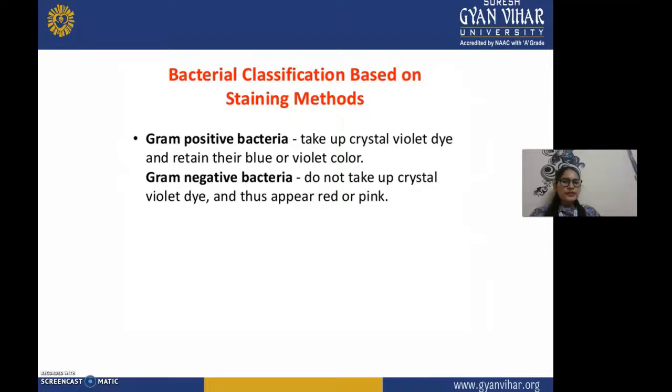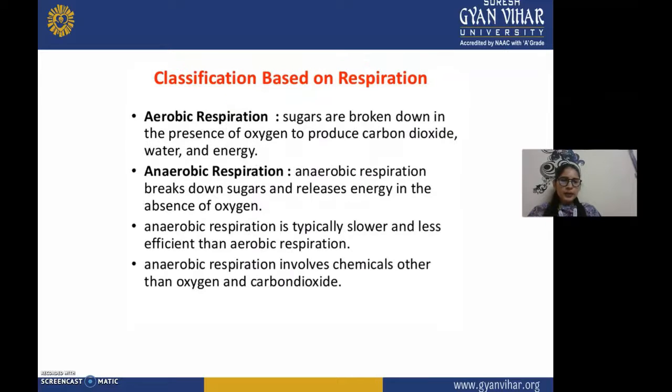Now, bacterial classification based on staining method. We have two kinds: gram-positive bacteria and gram-negative bacteria. Gram-positive bacteria take up crystal violet dye and retain their blue or violet color. Gram-negative bacteria do not take up crystal violet dye and thus appear red or pink.